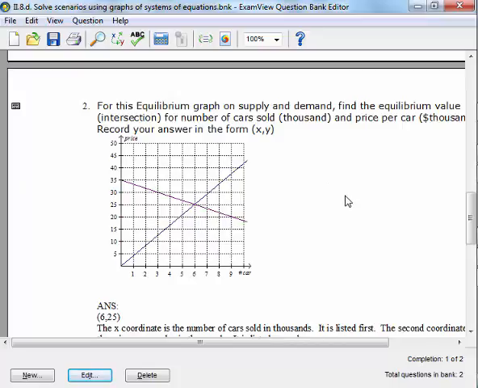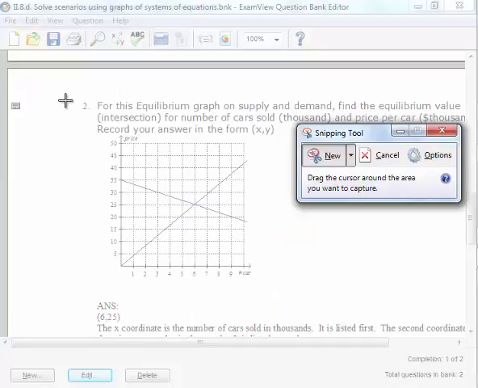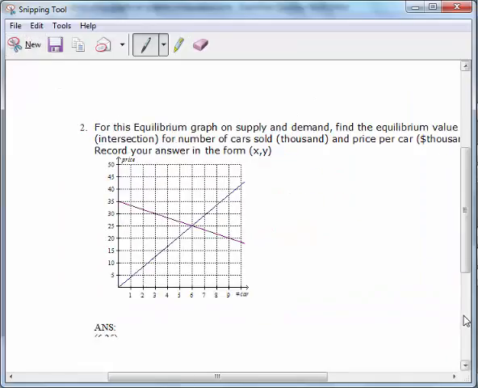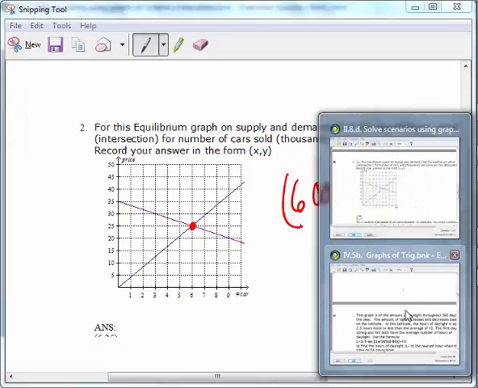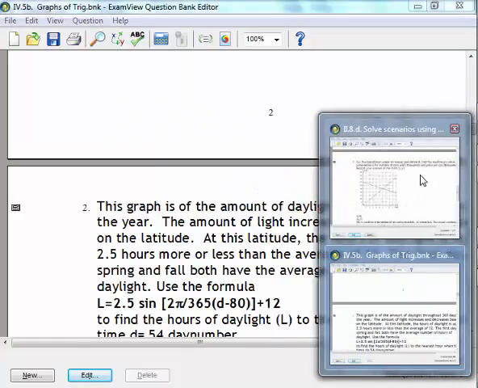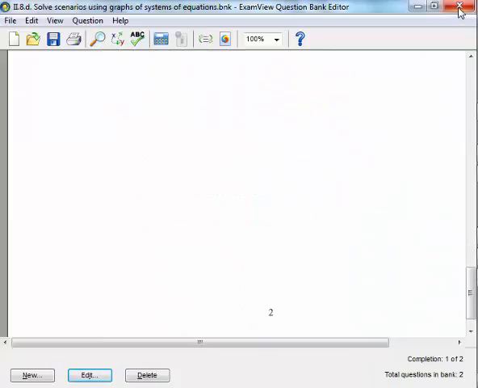Let's see if we've got another one. Here we go, the price of cars. That would be another one that we would look at. Price of cars in thousands, number of cars in thousands. So here we've got 6,000 cars sold when the price is 25,000. Thousand. I think you did examples like this if you ever took economics. They would have examples like this one. Let's see if there's any more. Nope, no more like that one.